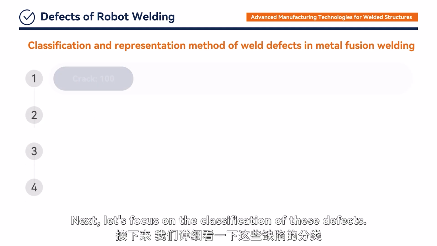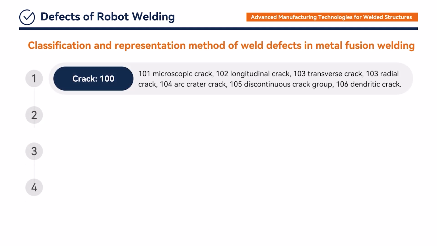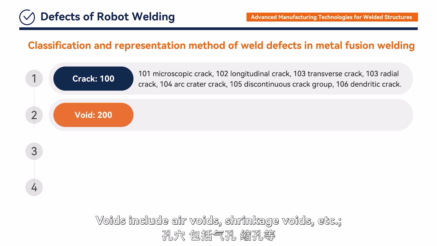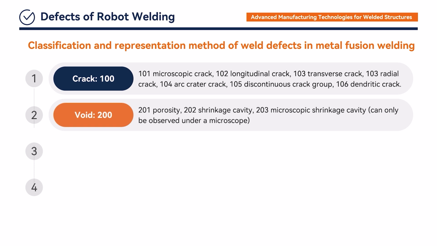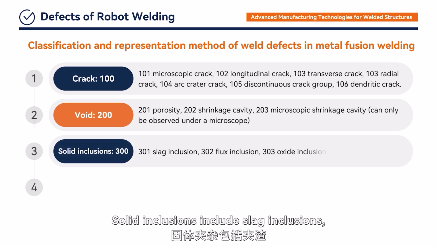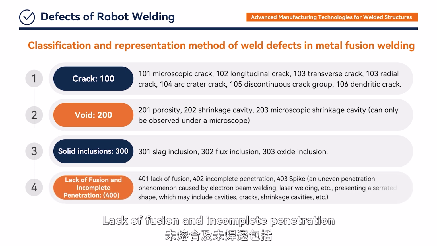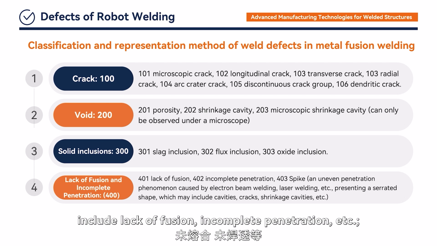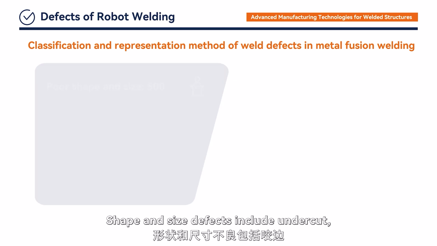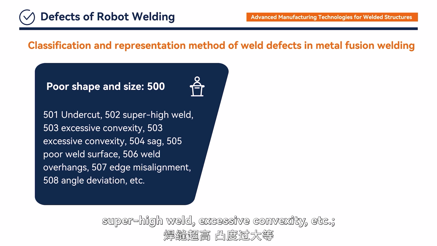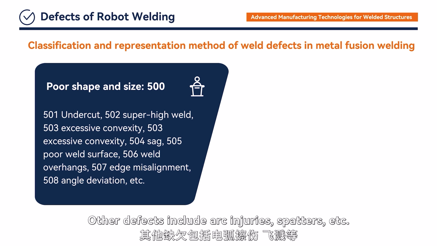Next, let's focus on the classification of these defects. Cracks include microscopic cracks, longitudinal cracks, transverse cracks, etc. Voids include air voids, shrinkage voids, etc. Solid inclusions include slag inclusions, flux inclusions, etc. Lack of fusion and incomplete penetration include lack of fusion, incomplete penetration, etc. Shape and size defects include undercut, super high weld, excessive convexity, etc. Other defects include arc injuries, spatters, etc.